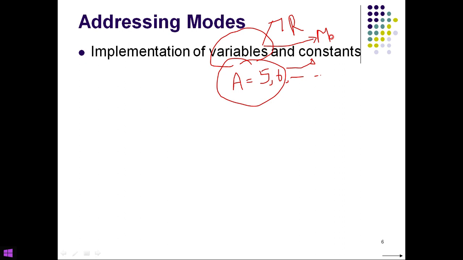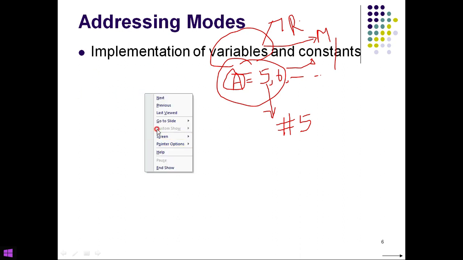Now this value can be changed as needed. Say for example, I don't want this A in between. I directly want to take the value 5. Then we use the symbol hash to fetch the value directly. Say I want to fetch the value 5, then I write hash of 5. If I write hash of 5, it means that I directly get the value. Based on this, we will be discussing our three important modes of addressing.